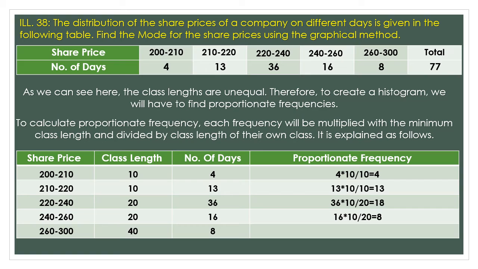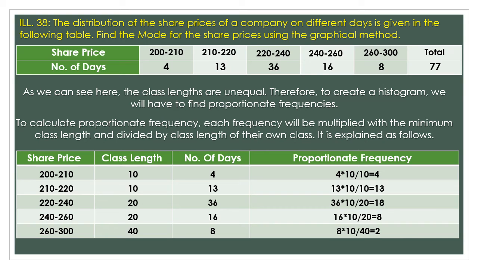Similarly, for the fourth class, 16 into 10 upon 20, assuming the class length was 10, the frequency of the fourth class should be 8. Because the fourth class has 20 class lengths, so two groups of 10 and 10 class lengths, which would distribute 16 as 8 and 8. Similarly, for the last class, we have 40 class lengths, so 8 will be multiplied with 10 and divided by 40, we will get 2.